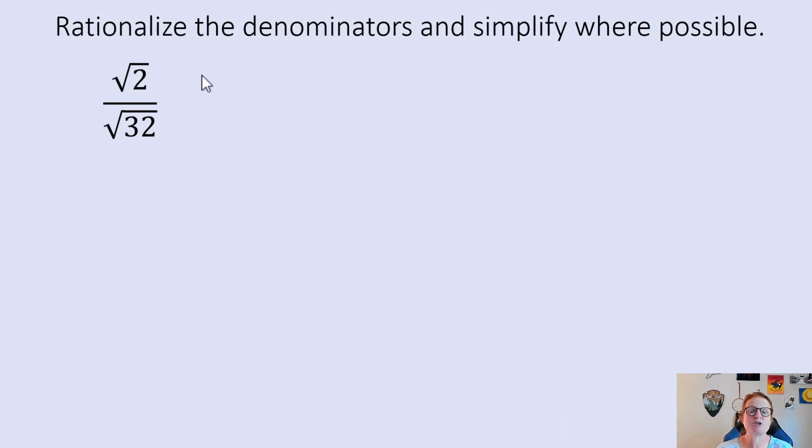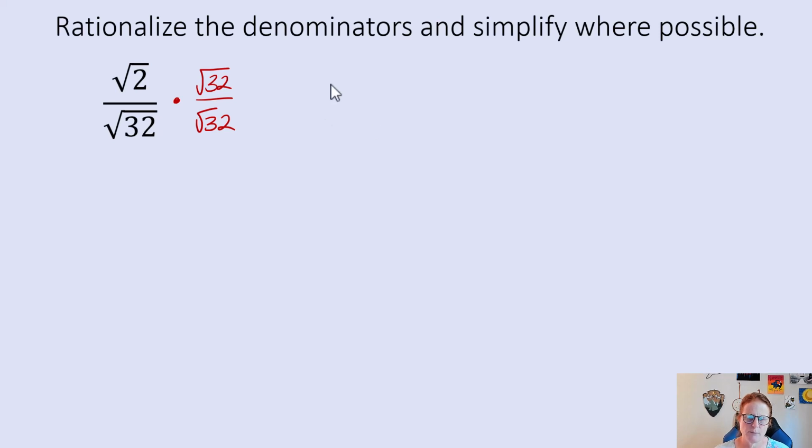Now we have 2. We have square root of 2 and square root of 32. All I'm really worried about in this case is that square root of 32. So I'm going to multiply the numerator and the denominator by my form of 1. Okay. Now, notice what I did. I haven't done any simplifying. I'm going to simplify it after I rationalize it in this case.